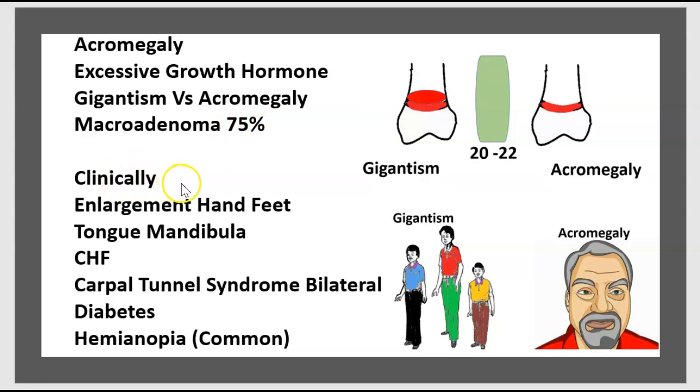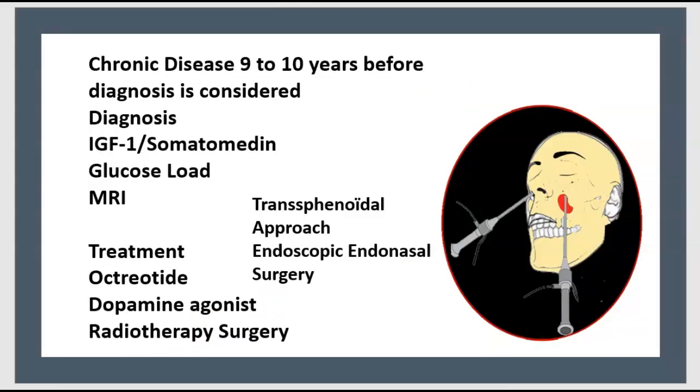Clinically, enlargement of hand, feet, tongue, and mandible. CHF, carpal tunnel syndrome, most of the time bilateral, diabetes, and hemianopia. Acromegaly is a chronic disease. It takes 9 to 10 years before diagnosis is considered.